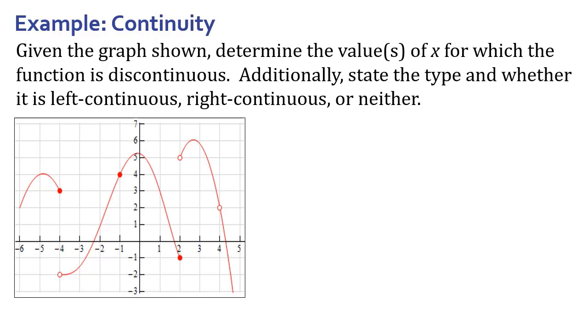So here we can see I'm going to have an issue. Again, where you're going to be lifting up that pencil, at x equals -4. So it's discontinuous at x equals -4. The type of discontinuity there, it's a jump, because you jump from here to there. So it is a jump discontinuity.